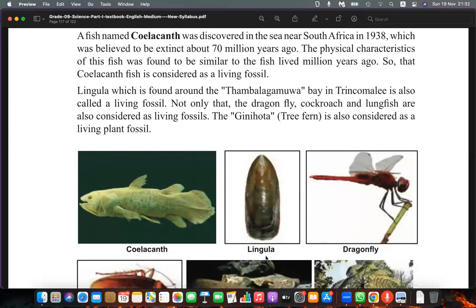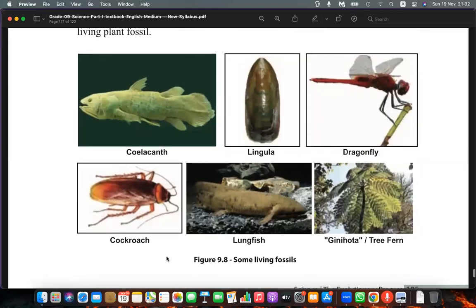Dragonfly, lingula, the cockroach, lungfish. So these are some that are considered living fossils.